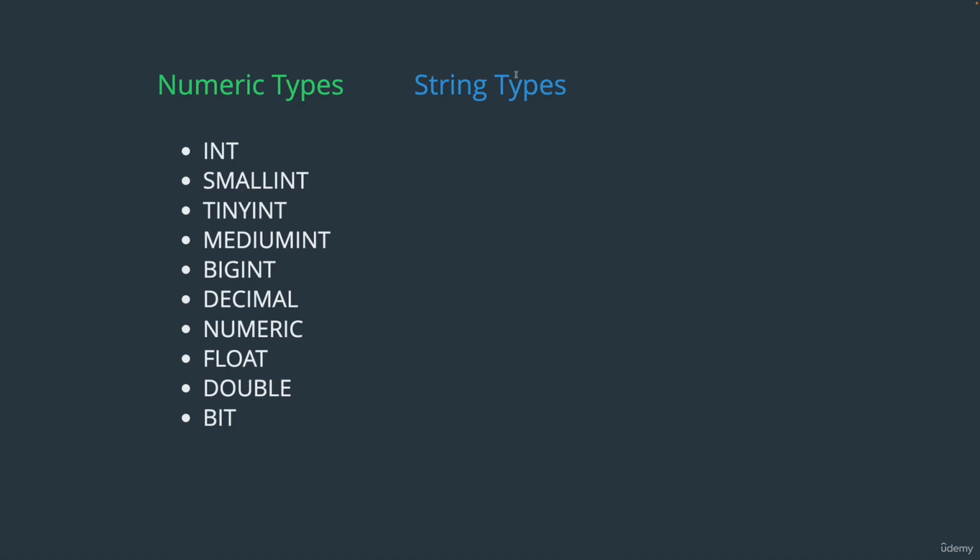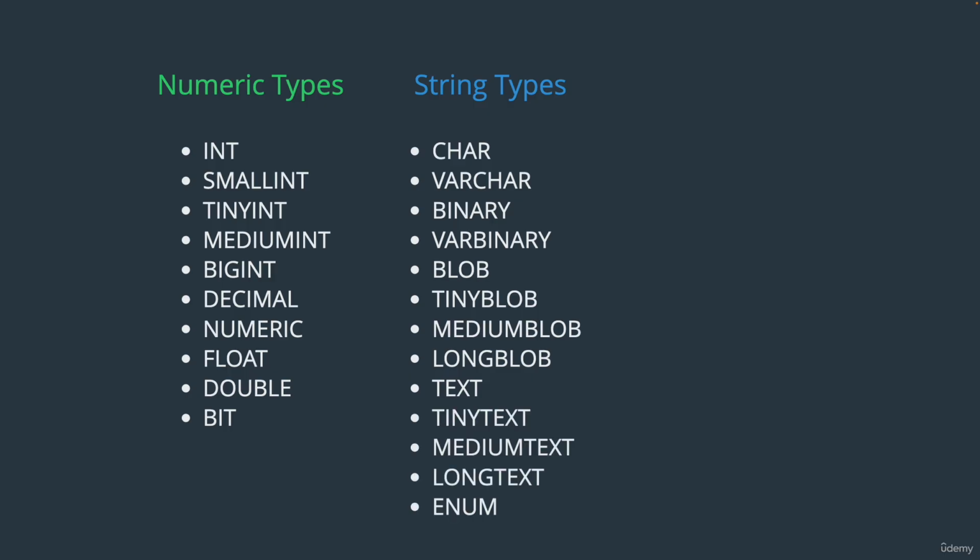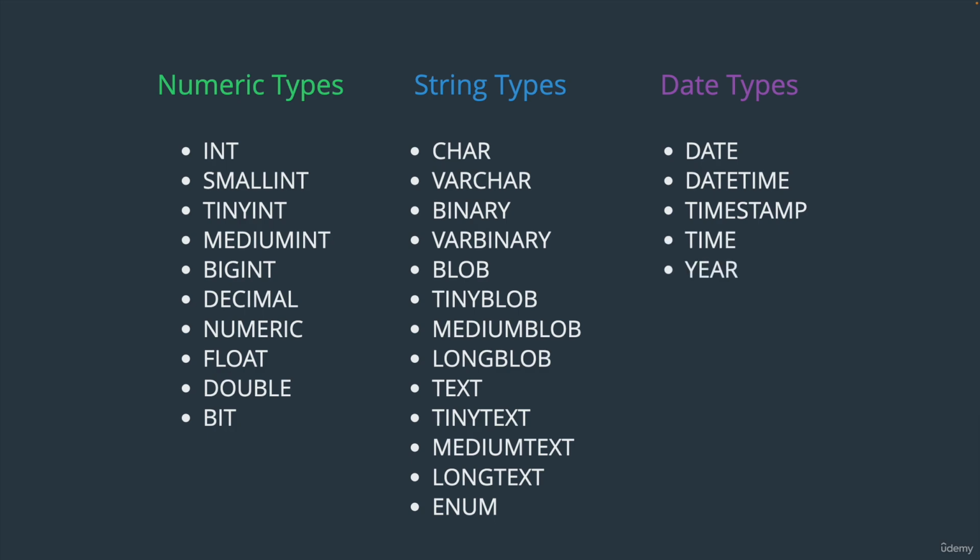Same thing for string types or text types. We have char or car. I guess you should pronounce it car because it's character, but I've always said char, even if that's incorrect. Varchar, binary, varbinary, blob, tiny blob, medium blob, long blob, text, tiny text, medium text, long text, enum. So these are all different categories of text information. And there's differences, that's why they exist, but a lot of the differences are very slight. So we've got numeric types, string types, and we also have date types. So date, datetime, timestamp, time, and year.